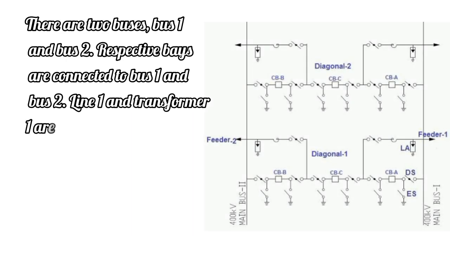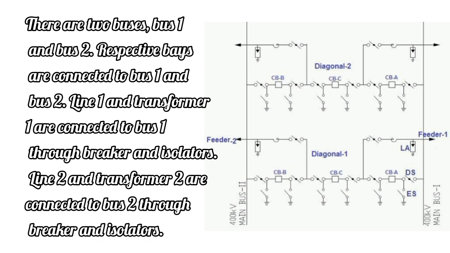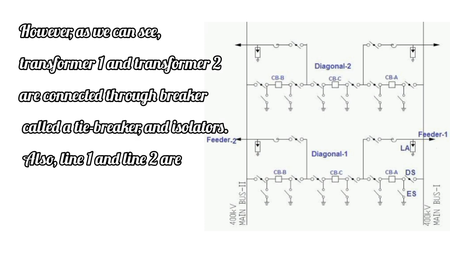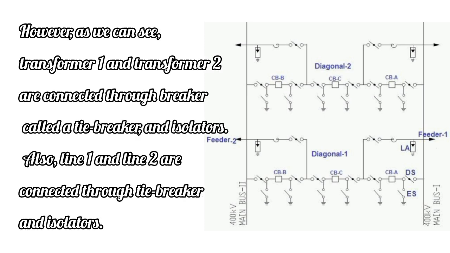1.5 breaker bus system. There are two buses, bus 1 and bus 2. Respective bays are connected to bus 1 and bus 2. Line 1 and transformer 1 are connected to bus 1 through breaker and isolators. Line 2 and transformer 2 are connected to bus 2 through breaker and isolators. However, as we can see, transformer 1 and transformer 2 are connected through a breaker called a tiebreaker and isolators.